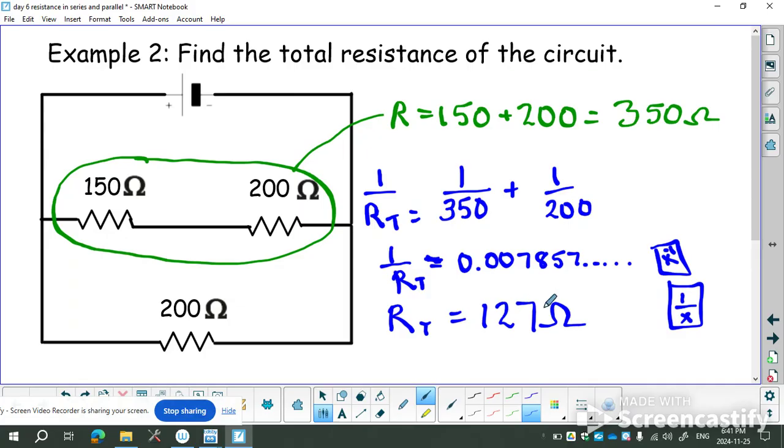I get 3 significant digits because these were all 3 as well. So this would be my total resistance for the circuit. Now it is weird that it is smaller than each of the individual resistors. But remember, that is because we're dealing with a parallel circuit.